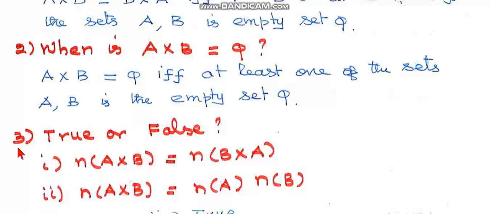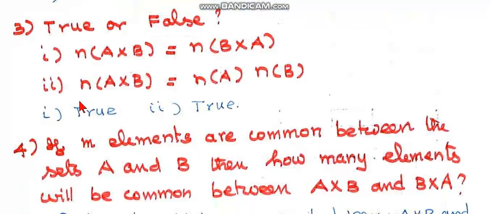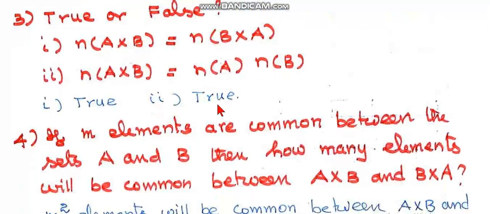Then question number 3. True or false? First subdivision. Number of elements in A intersection B equal to number of elements in B intersection A. True. Then subdivision 2. Number of elements in A cross B equal to number of elements in A into number of elements in B. That's also true.